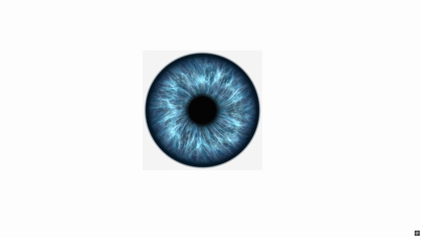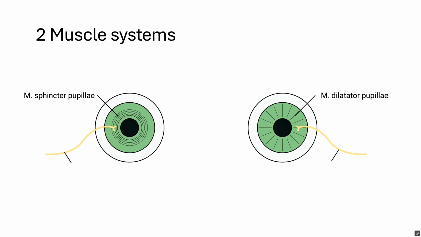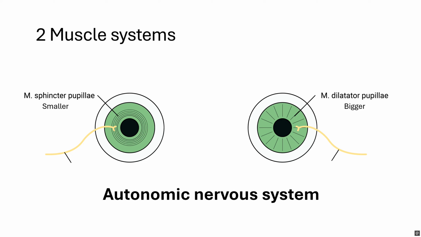Your pupil is not a muscle. It's a hole in the iris. The iris has two muscle systems controlling that hole. The sphincter pupillae, which makes the pupil smaller, and the dilator pupillae, which makes it bigger. And here's the key. These muscles are controlled mostly by the autonomic nervous system, meaning not usually under voluntary control.